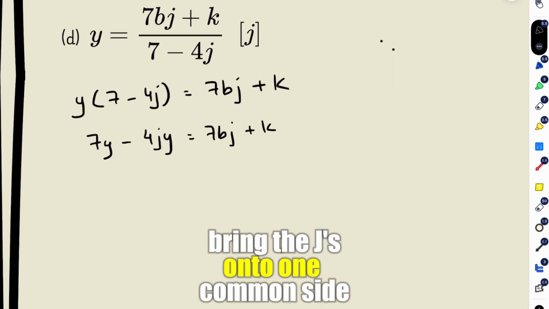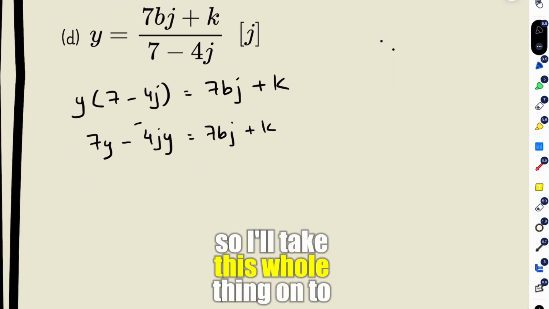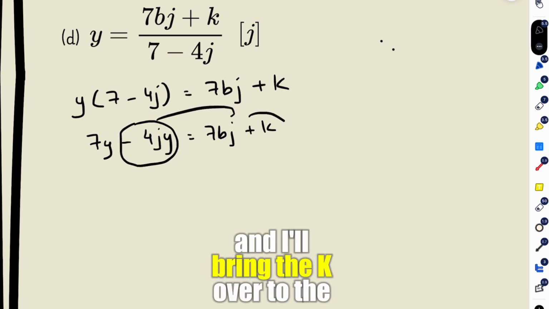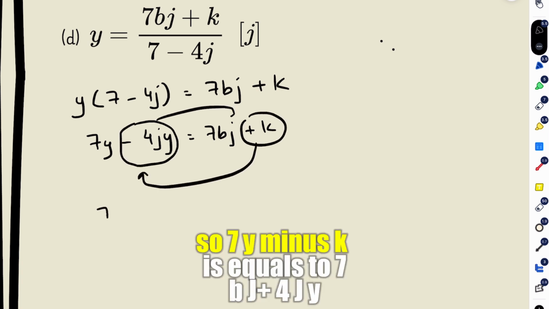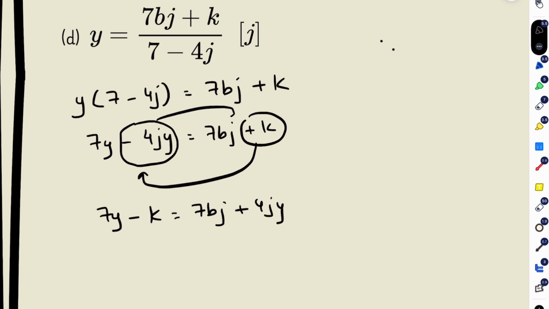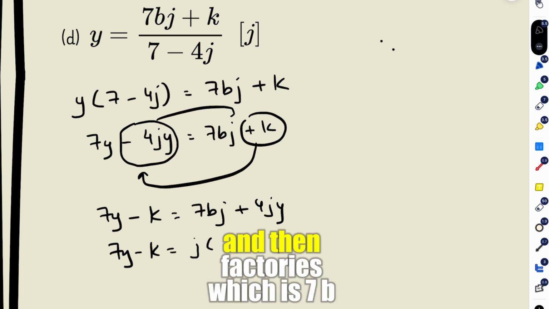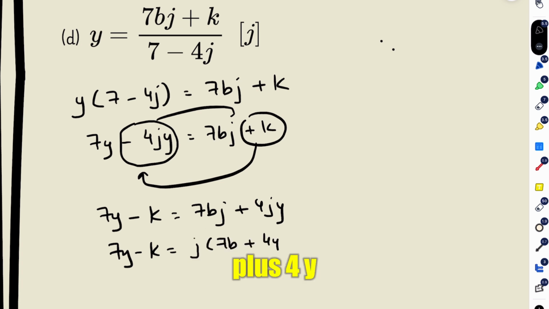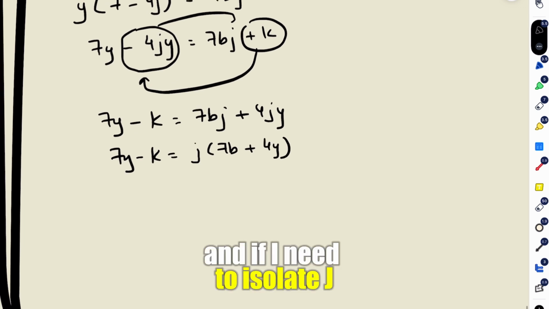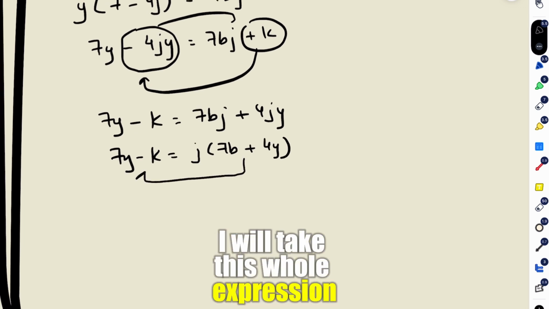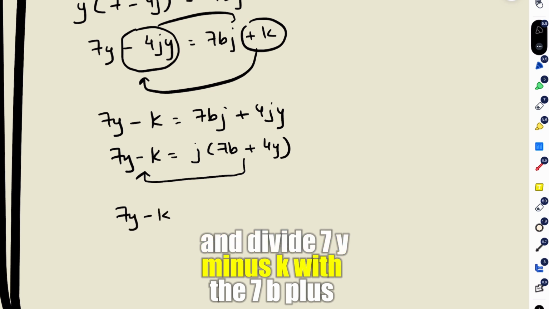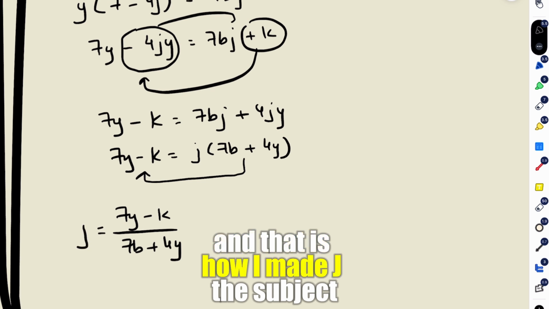Bring the j's onto one common side. So I'll take this whole thing onto the next side and I'll bring the k over to this side. So 7y minus k is equals to 7bj plus 4jy. Okay. For the right hand side, I can take j as the common variable and then factorize, which is 7b plus 4y. And if I need to isolate j, I will take this whole expression onto the other side and divide 7y minus k with the 7b plus 4y, and that is how I made j the subject.